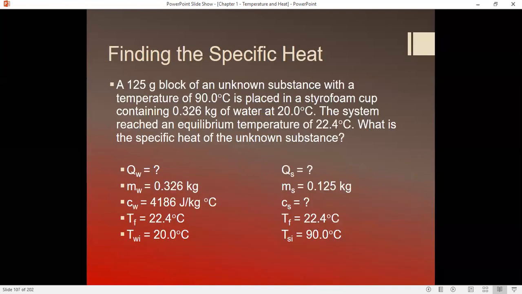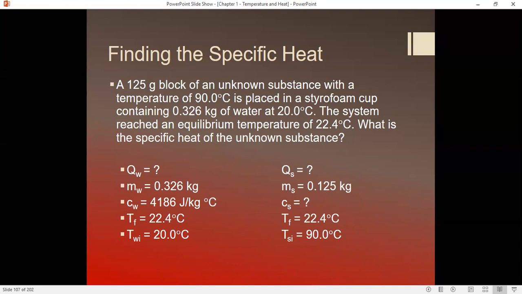All right. Here's an example of using a calorimeter. We have a 125 gram block of an unknown substance with a temperature of 90 degrees Celsius, so it's like a hot metal. It's placed in a styrofoam cup. There's your calorimeter, cheap style, containing 0.326 kilograms of water at 20 degrees. The system reaches equilibrium at 22.4 degrees. What is the specific heat of the unknown substance?